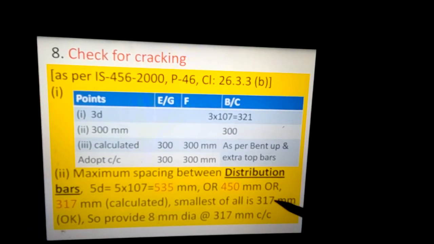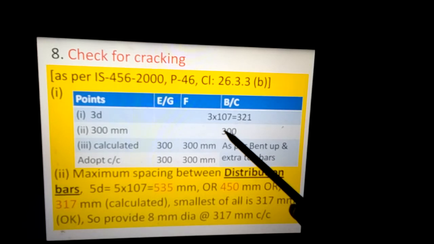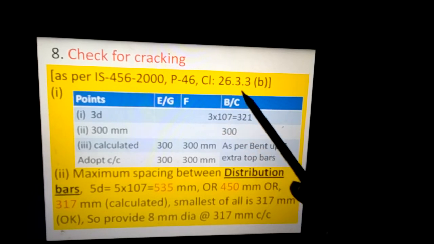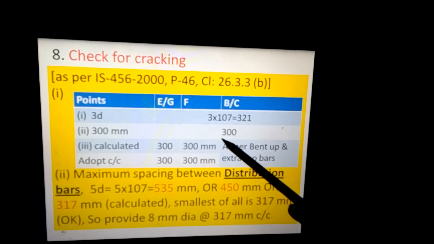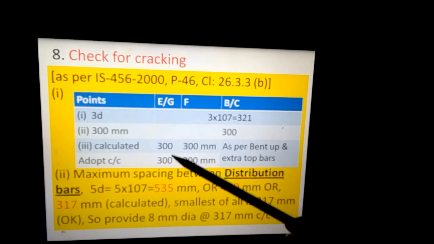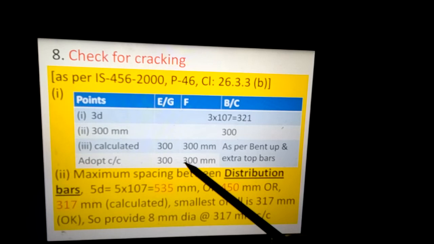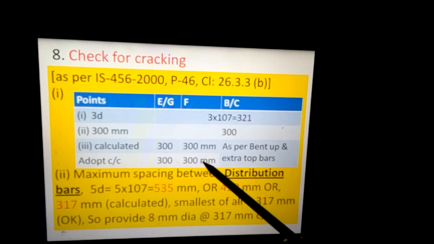Now check for cracking is important to check the spacing what we have calculated. According to IS 456 2000 page 46 clause 26.3.3b, the maximum spacing should be 3D, 3 times D, 321, then 300 millimeter, and again we have calculated here it should be 300 for all points. So the 300 millimeter spacing is recommended for all the points, but for distribution steel it should be maximum 5 times D, then 535 millimeter or 450 millimeter or calculated 317 millimeter. So smallest of these is 317 millimeters, so we will provide 8 mm dia bar at the rate of 317 millimeter center to center for distribution steel.